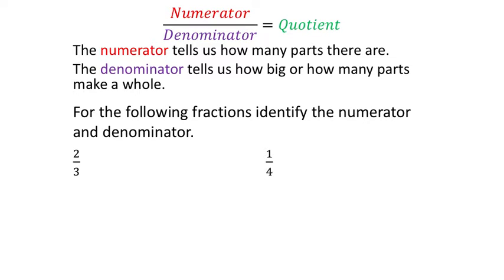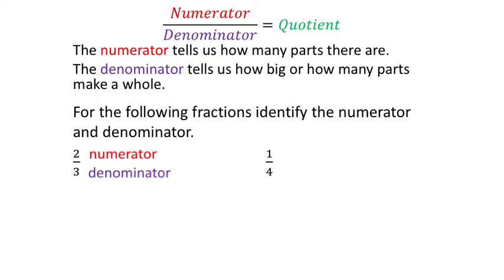Remember, the top number is the numerator, and then the bottom number is the denominator. So I'm gonna just say, hey, look at the 2/3 there. The top number has to be the numerator, which means that the bottom number has to be the denominator, just like this, okay?